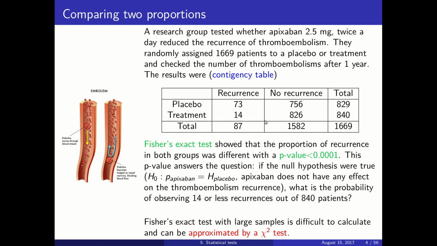Okay, so the p-value in that case turns out to be in the order of 10 to the minus 4. So we can reject the null hypothesis and conclude that the treatment is having some effect. Sometimes Fisher's exact test is computationally difficult to apply, especially for large samples, because you have to enumerate many possibilities, and making the calculations for all those possibilities is costly. So Fisher's exact test can be approximated by a chi-squared test. There are some conditions for this approximation to hold.